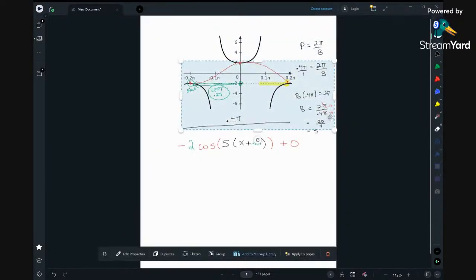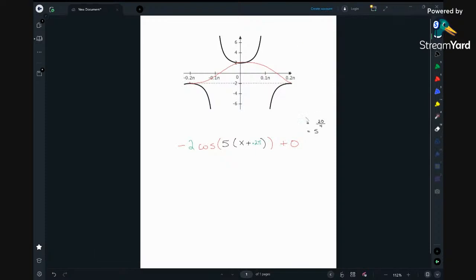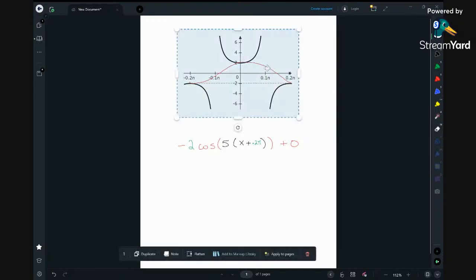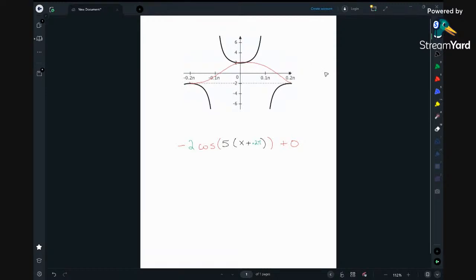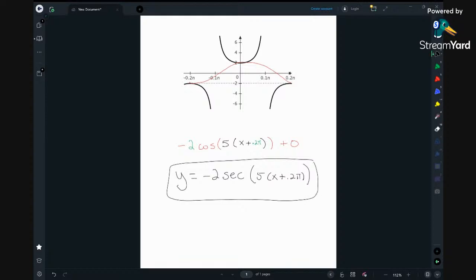So my final answer of what was given to us, let me clean this all up because you can go back and watch this at different points. My final answer is to say y equals -2 secant of 5 times (x plus 2/10 pi). Double parentheses there. Plus 0 is not needed. There's your final answer. Very doable, enjoyable, and emphasizes transformations.